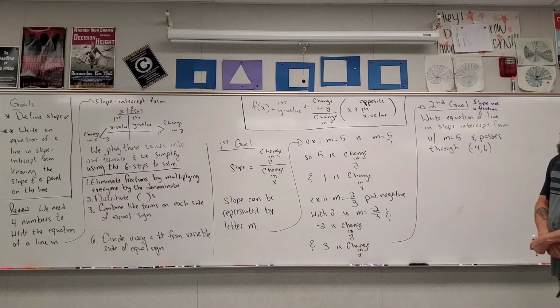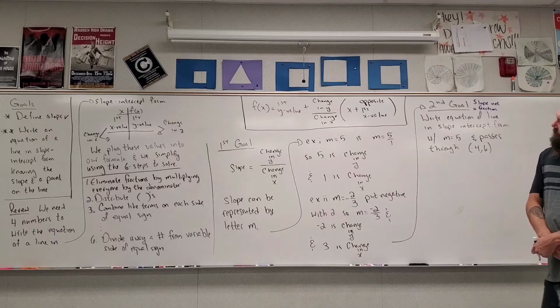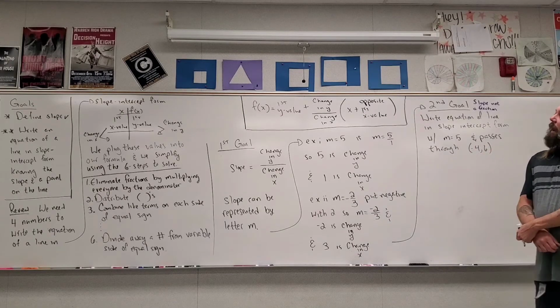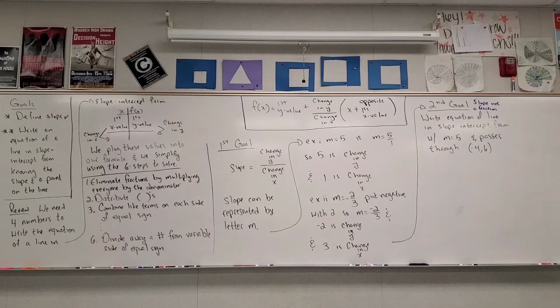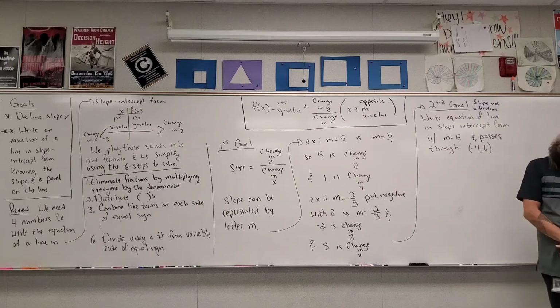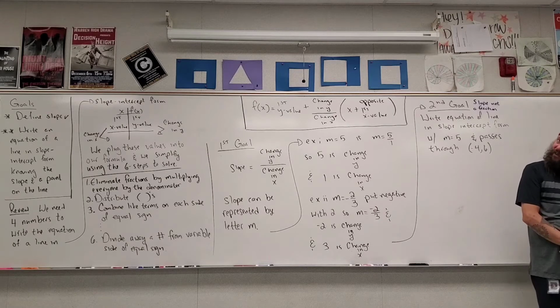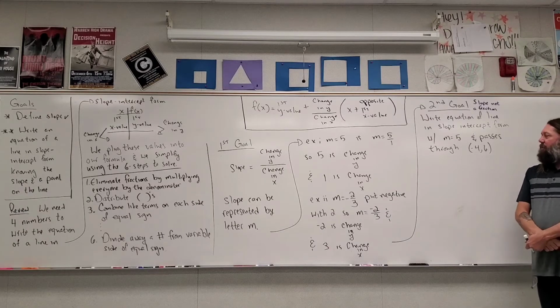Our second goal is going to be to write the equation of the line in slope-intercept form, which means simplify. And we're going to know the slope and a point on the line. So here's an example of a question. Now, in this first question, the slope is not a fraction. We will see how to deal with a fraction in the next section of this lesson.